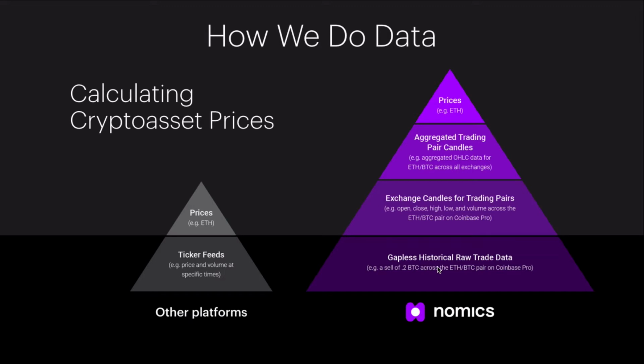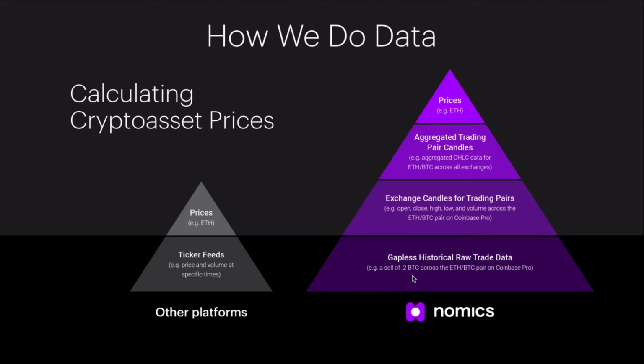So probably a good way to think about how we do data is around this idea of a data pyramid. At the bottom, underlying everything that we do, is gapless historical raw trade data. So let's say, for example, that you wanted to price Ethereum. We start by gathering, let's start with a trading pair on an exchange, because there's a lot of trading activity on Ethereum that isn't with USD or fiat pairs. So we would get, for example, every trade on the Ethereum to BTC pair on Coinbase Pro.